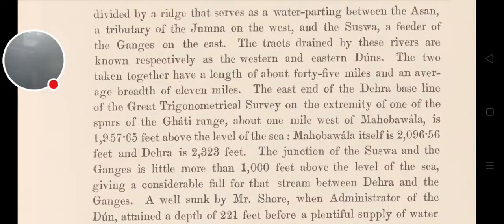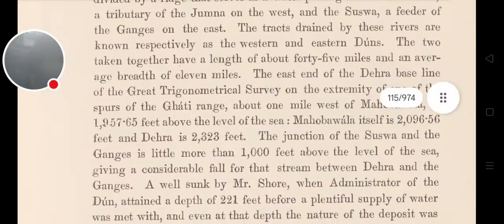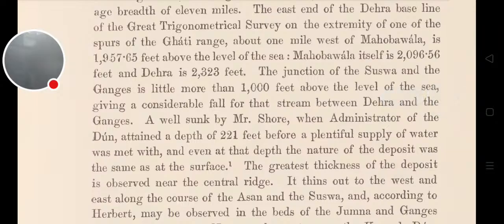The east end of the Dehra baseline of the Great Trigonometrical Survey, on the extremity of one of the spurs of the Ghati range, about 1 mile west of Mahobawala, is 1957.65 feet above the level of the sea. Mahobawala itself is 2096.56 feet and Dehra is 2323 feet. The junction of the Suswa and the Ganges is little more than 1000 feet above the level of the sea, giving a considerable fall for that stream between Dehra and the Ganges.